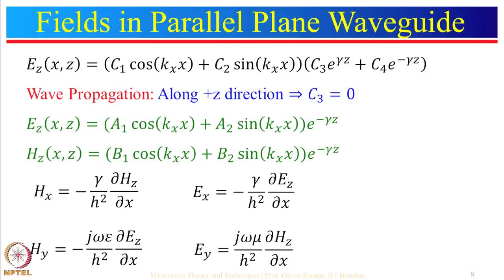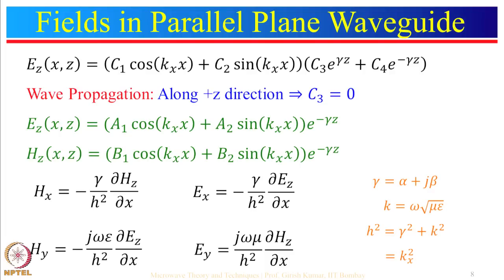Similarly, we can derive the magnetic field also. So that will be (b1 cos kx x plus b2 sin kx x) into e raised to minus gamma z. Now by using these two equations, we can derive the transverse fields Hx, Hy, Ex and Ey. So the equations for these transverse fields will be like this, and you can verify these by putting ∂/∂y equal to 0 in the equations we have seen earlier. This is how all the field components are derived in a parallel plane waveguide.